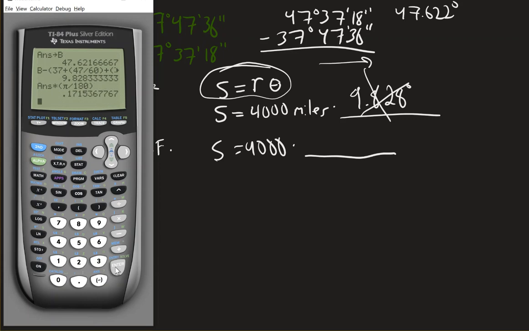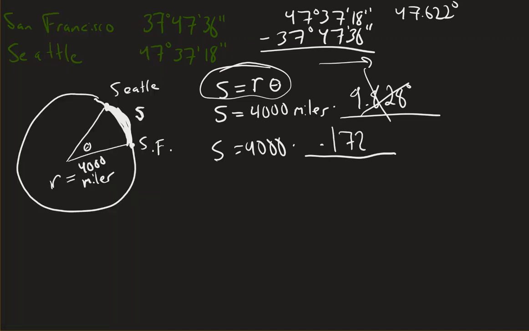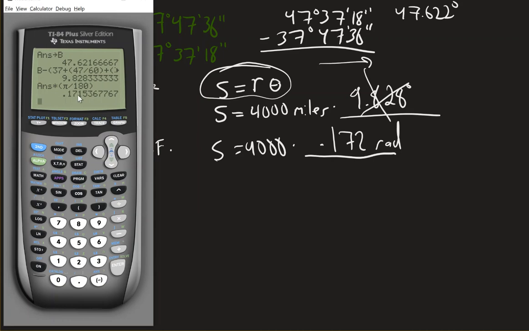So 9.828 degrees is about 0.172 in radians. But again, I'm keeping up with the exact amount. I've got a calculator here, so it's not any more difficult. And in the end, that is my theta multiplied by my r, and that gives me my s. So it looks like those two cities are 686.147 miles away from each other.